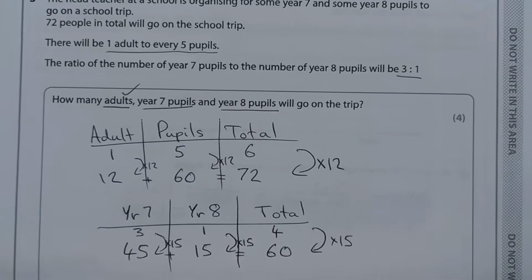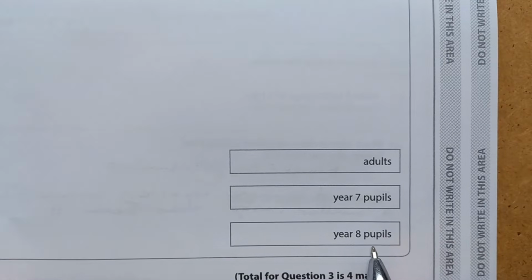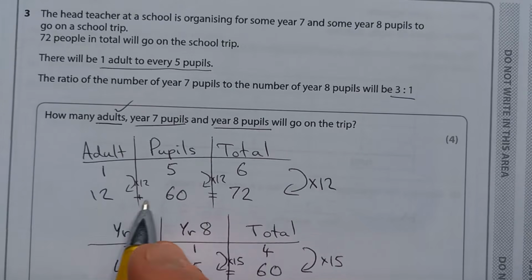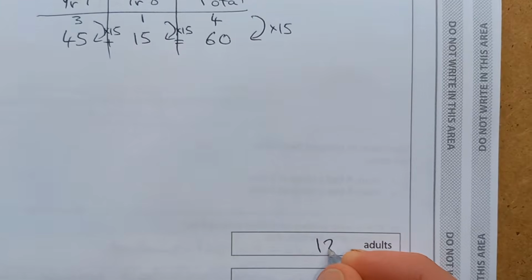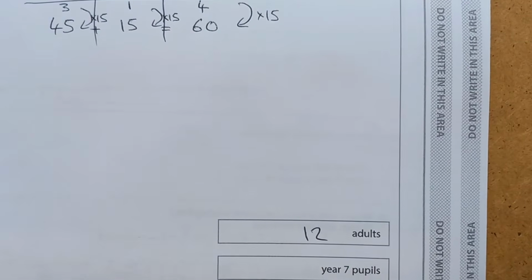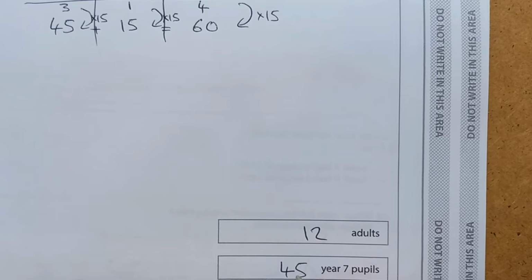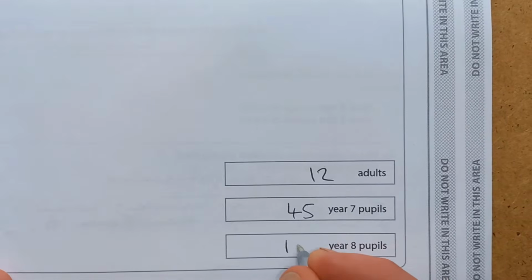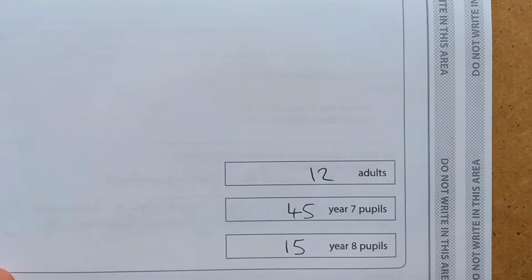So let's fill this in as well. So we've got adults, Year 7 pupils and Year 8 pupils. Well, the adults, that was this 12 that we worked out here. Year 7 pupils was the 45. And Year 8 pupils was this 15. Okay.